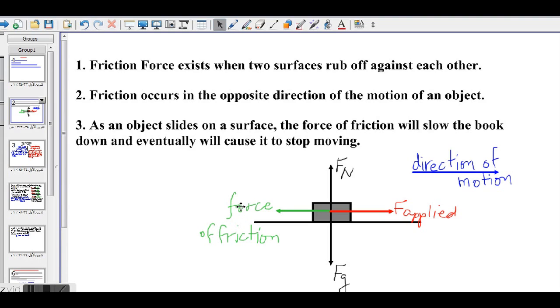opposite direction. And if an object is given a push, let's say you give a push to a book on a table, the book will slide on the table, then eventually it will stop. It stops because of the force of friction between the book and the table. As an object slides on a surface, the force of friction will slow the book down and eventually cause it to stop moving.